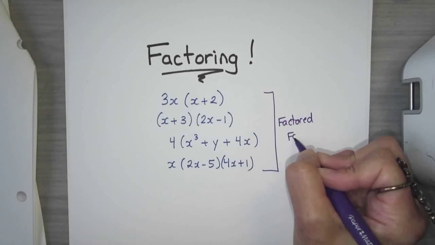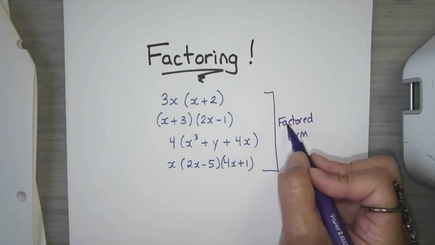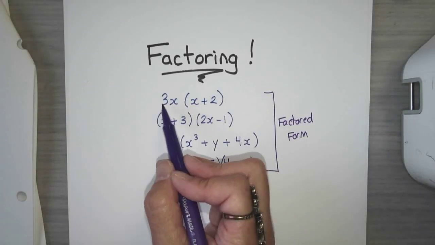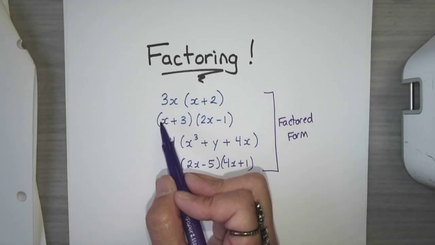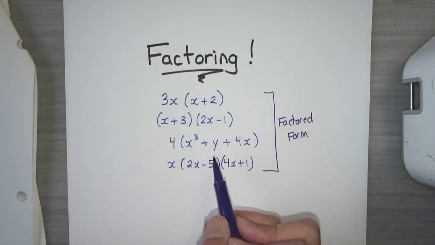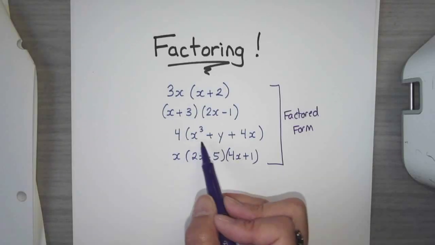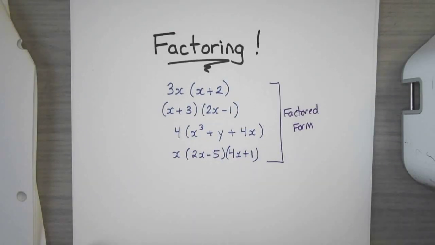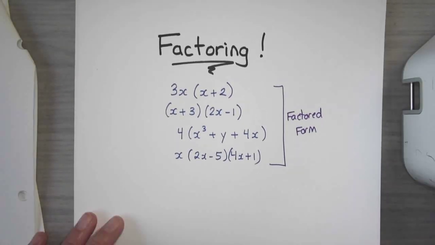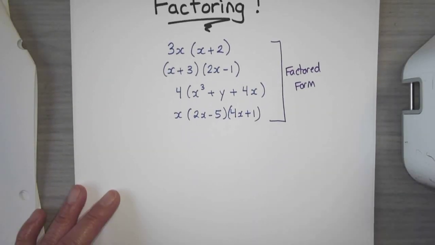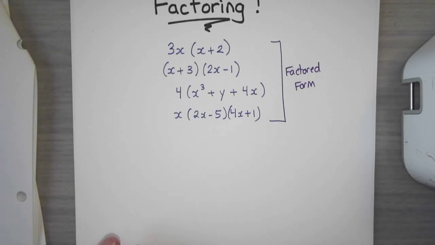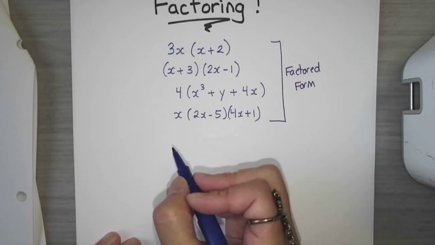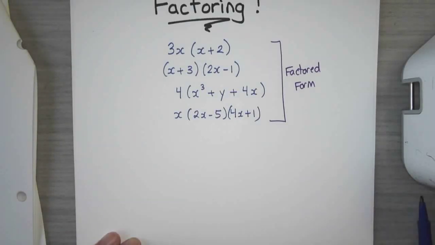Factored form. The word factor means to multiply. So we have 3x times the x plus 2, x plus 3 times the 2x minus 1, 4 times that trinomial, x times this times this. So factored form means we're trying to get it into multiplication. So where have we seen this before? We've seen this when we were doing the distributive property. So we've learned distributive property.